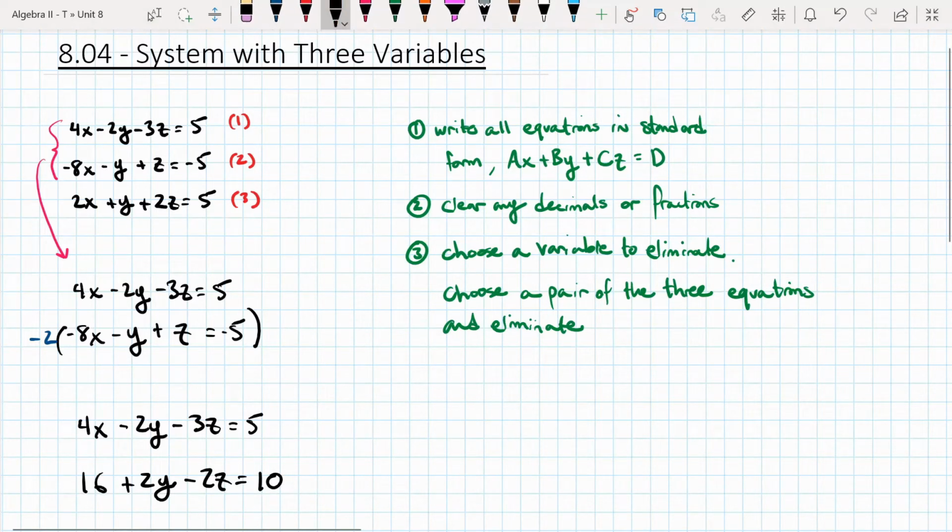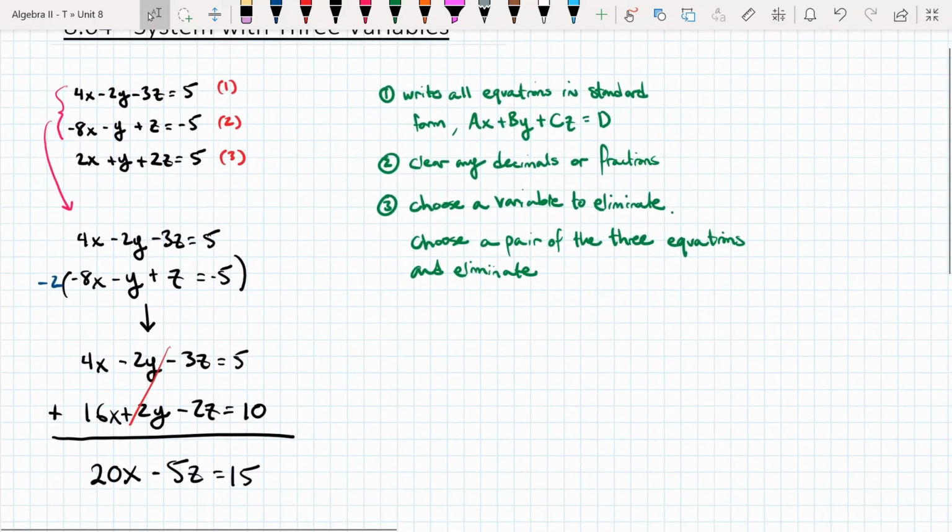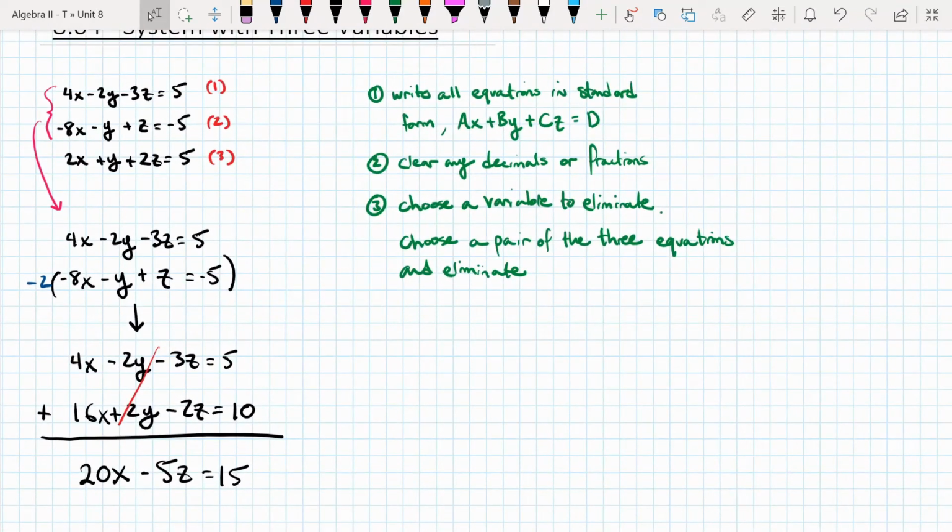If we multiply the second equation by negative 2, we end up with this form here where we can now eliminate the y terms by adding these together. So 4x plus 16x is going to be 20x. And notice here, the y terms go away, minus 5z equals 15. That's the first part of step 3.